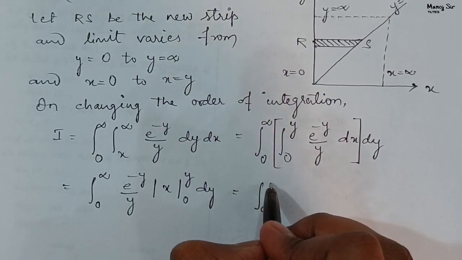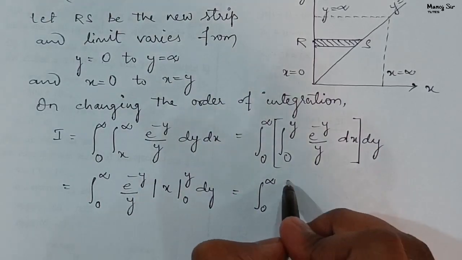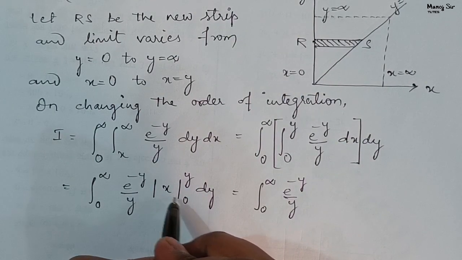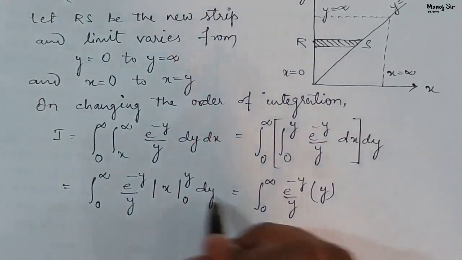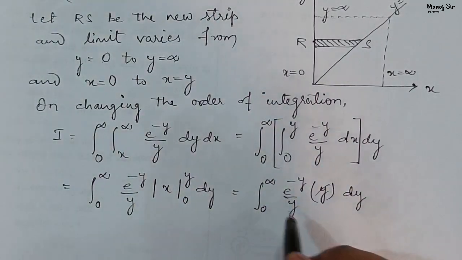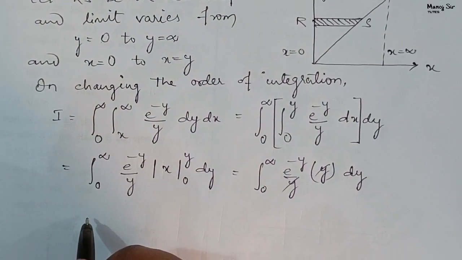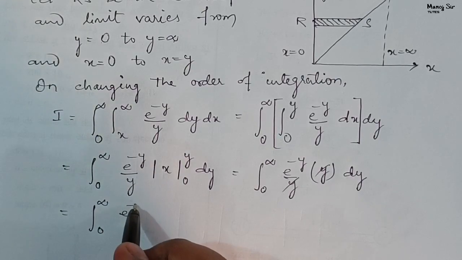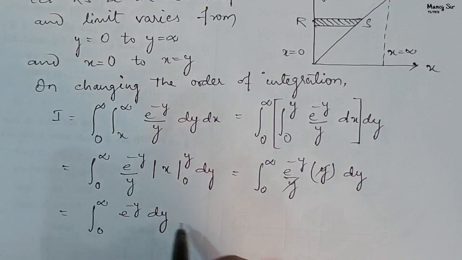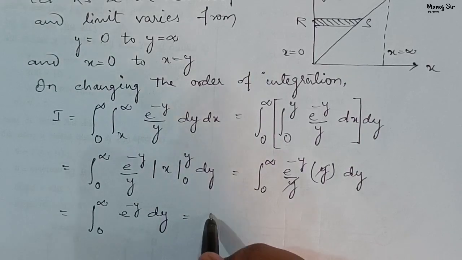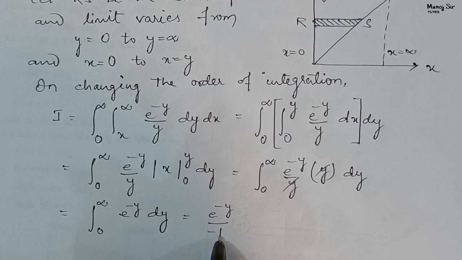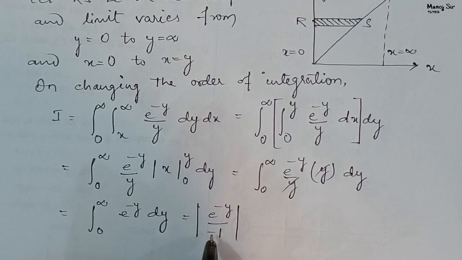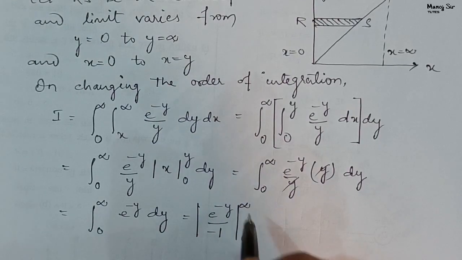Now again, 0 to infinity e to power minus y upon y. On putting the limits, that is upper limit minus lower limit, this will become y minus 0, that is y. Now dy. Again, y gets cancelled. Solving this, that is integration 0 to infinity e to power minus y dy. Now integrating this, you will get e to the power minus y upon minus 1 because the coefficient of y is minus 1. So in the denominator part we have minus 1, limit goes from 0 to infinity.